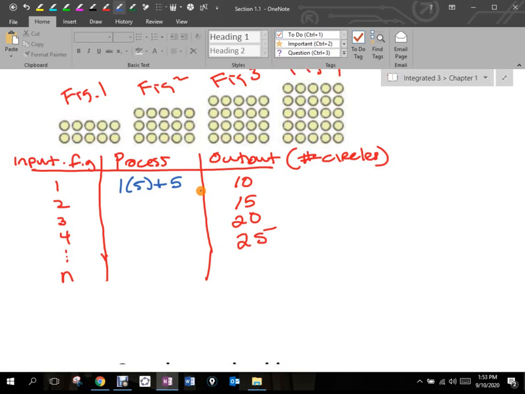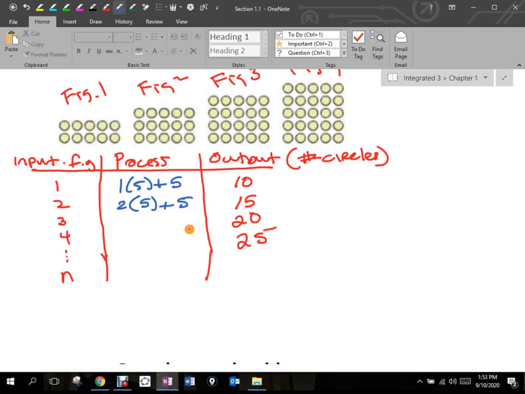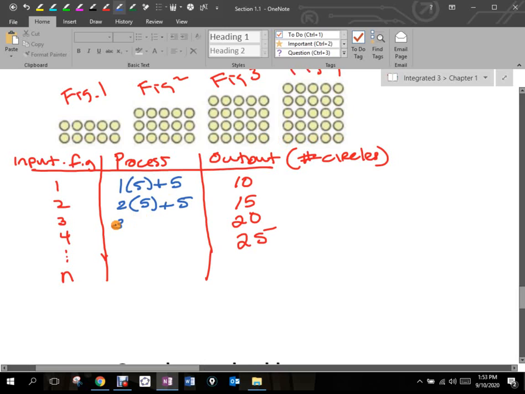So does that happen then in the second one? If I take 2, multiply it by 5, and then add 5 to that, does that give me 15? And it does, right? So we're on to something. Let's see if that works for 3. 3 times 5 plus 5. 15 plus 5 gives me 20, so that works. Try 4 times 5. That's 20 plus another 5, 25, so that works.